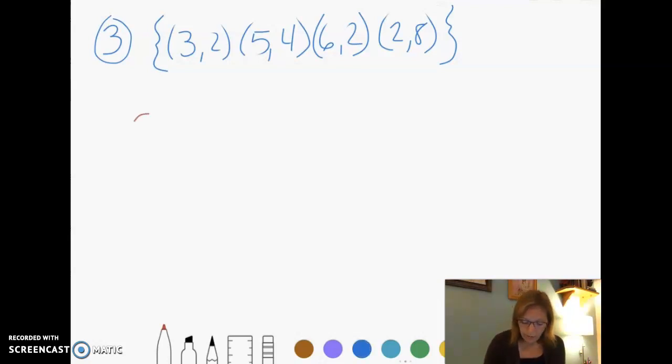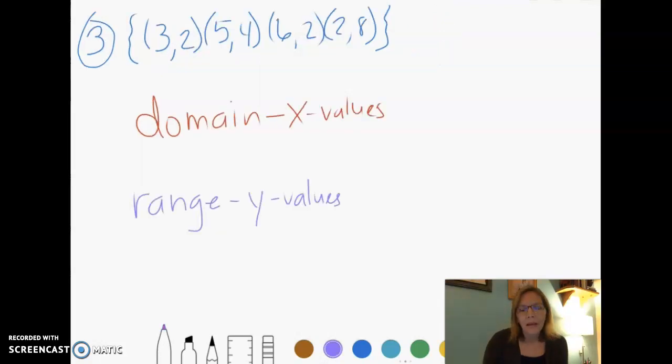So remember from last year, domain are all your x values, and the range is all your y values. So let's go ahead and list those for this relation that I just wrote up top. So my domains are all my x's. So all I'm going to do is write them with commas in between. And then I'm going to put those little solution set bars on the outside. And that's my domain, all the x's.